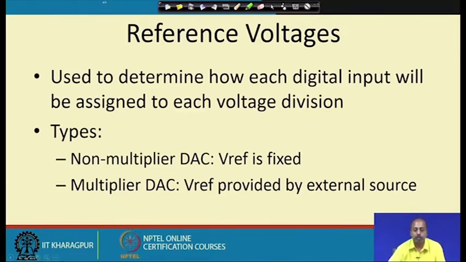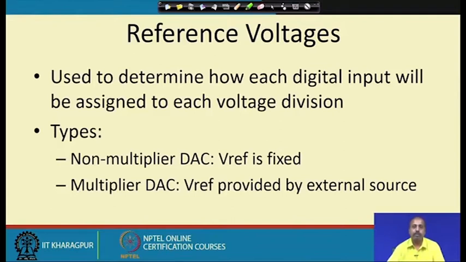Next important issue is the reference voltages. It is used to determine how much each digital input will be assigned to each voltage division. As I said, with a change in the bit pattern, the number of levels that we have is Vref divided by 2 to the power n. So, this n will determine one value. This individual step size is again Vref divided by 2 to the power n.